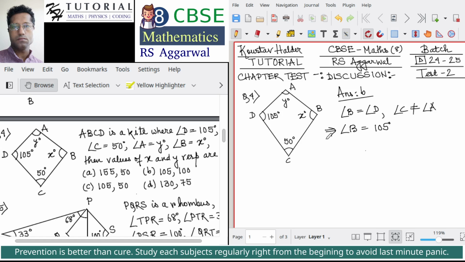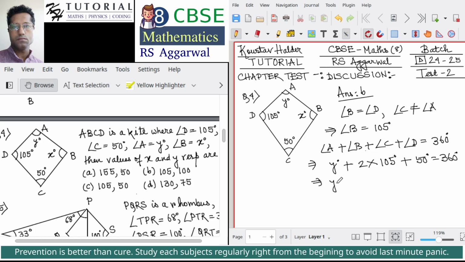So now we can say that since it's a kite, it's a quadrilateral, we must have angle A plus angle B plus angle C plus angle D equal to 360 degrees. The sum of all the angles in a quadrilateral is 360 degrees. So this implies angle A, which is y degree, plus angle B plus angle D, which is twice 105 degrees, plus angle C, which is 50 degrees, is equal to 360 degrees.